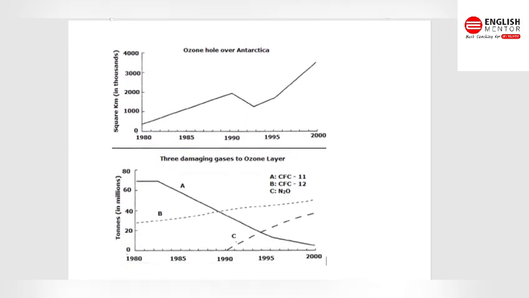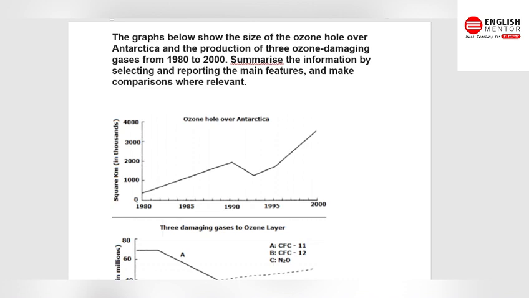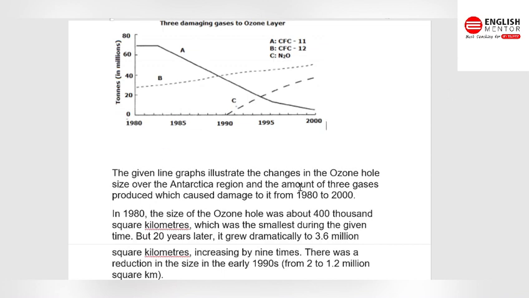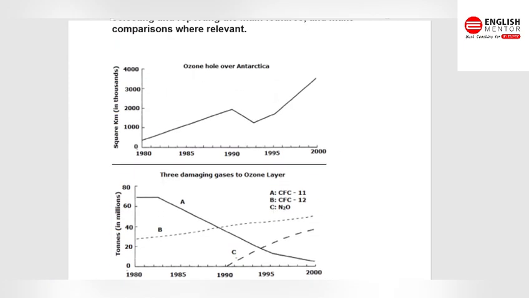Next, let's see how we can describe this properly in IELTS Writing Task 1. So how are we going to begin? The given line graphs illustrate the changes in ozone hole size over the Antarctica region and the amount of three gases produced which caused damage to it from 1980 to 2000. This is clear. So the introduction is clear about both line graphs.